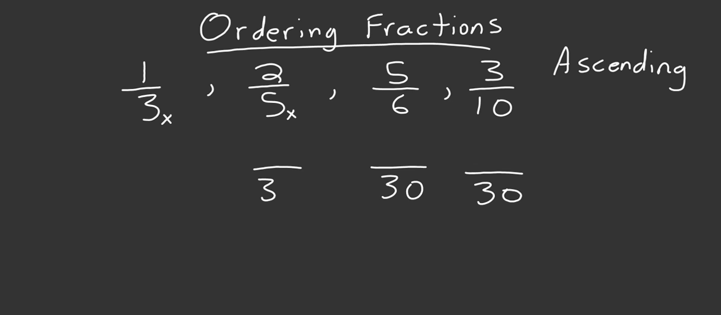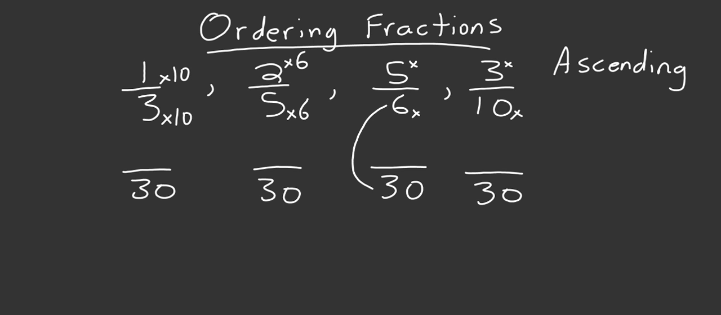So underneath each fraction, I'm going to write a new fraction with a denominator of 30. And just like when we were comparing fractions, we need to multiply the top and the bottom by the same number. So to get from 3 to 30, I need to multiply by 10, which means I need to multiply the top by 10. To get from 5 to 30, I need to multiply by 6. To get from 6 to 30, I need to multiply by 5. And to get from 10 to 30, I need to multiply by 3.